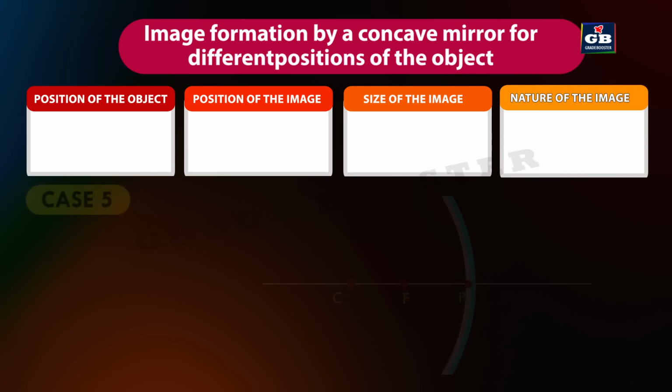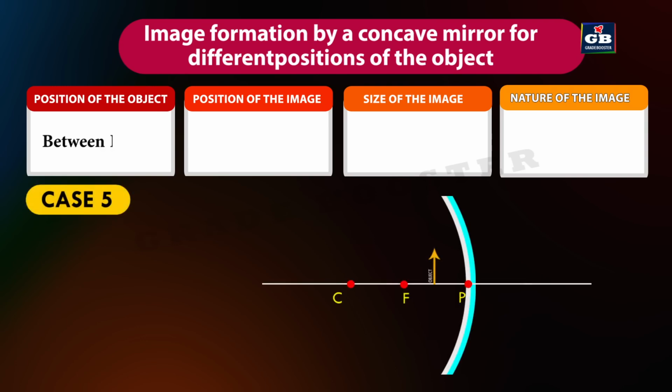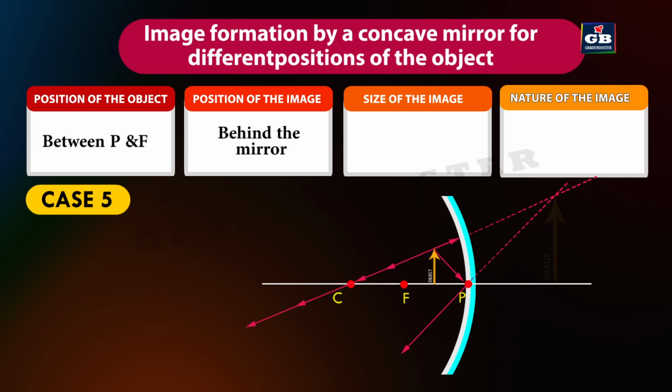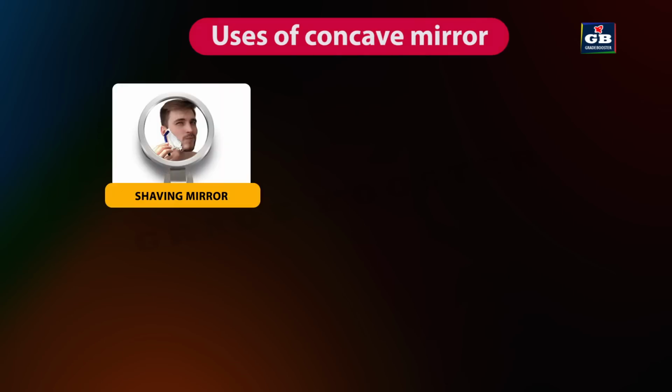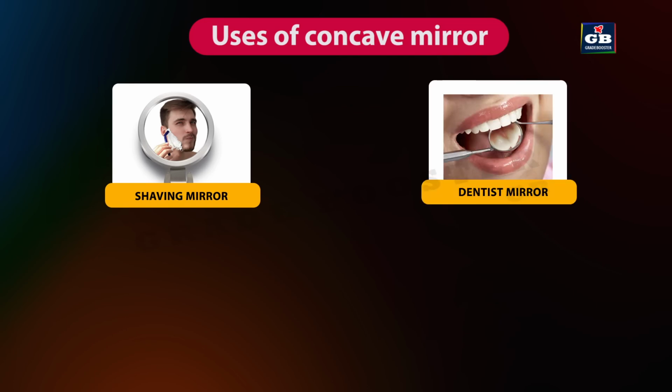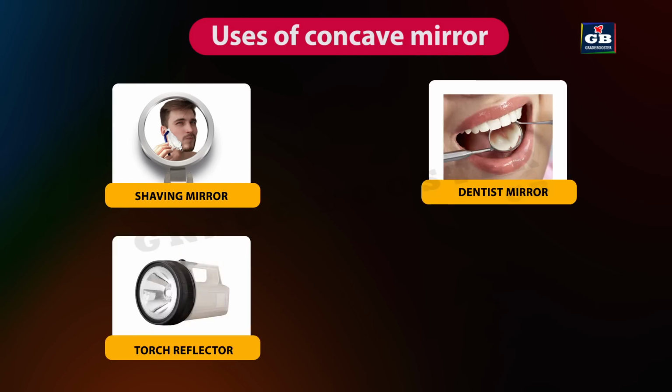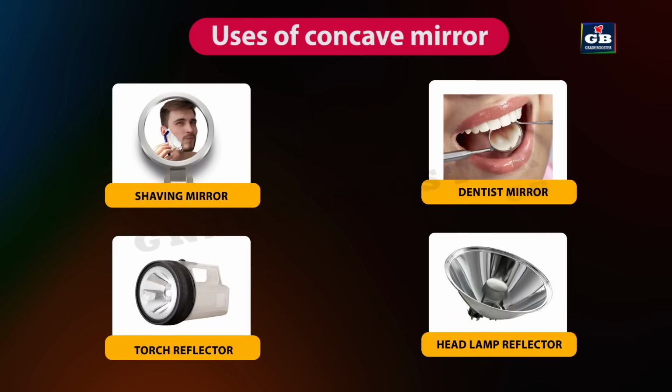Case 6. If the position of the object is between P and F, the position of the image will be behind the mirror. The size of the image will be enlarged and the nature of the image is virtual and direct. Uses of concave mirrors. Concave mirrors are used as shaving mirrors, dentist mirrors. They are also used in the reflectors of torchlights and vehicle lights.